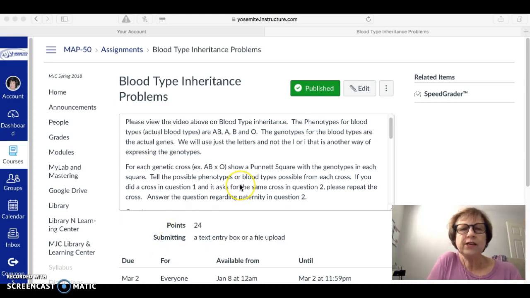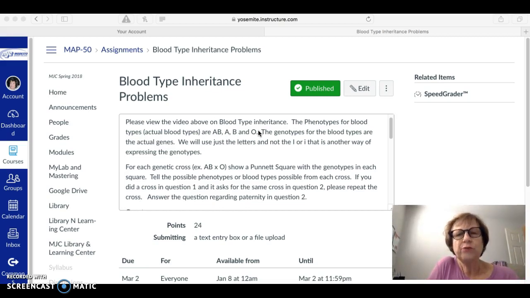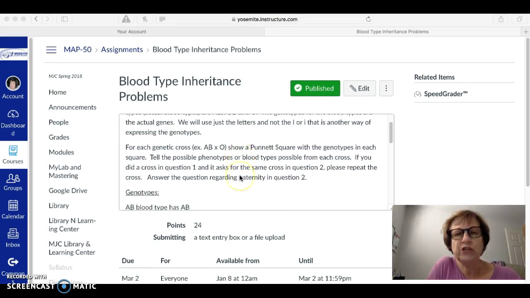This week we're dealing with the topic of blood. And one of your assignments is to do some genetic crosses with blood. There are a couple of things you need to know about the blood, and you have a video prior to this assignment that goes over this information. You need to know the difference between phenotypes and genotypes.